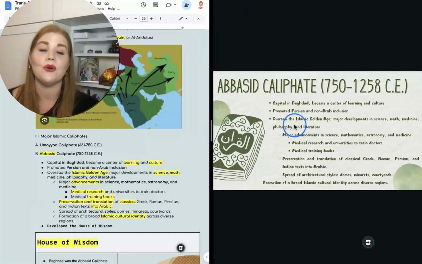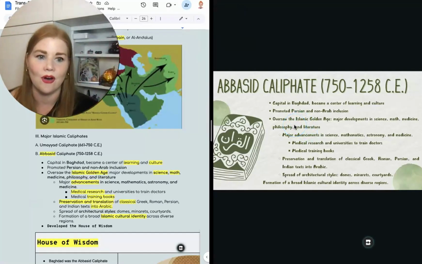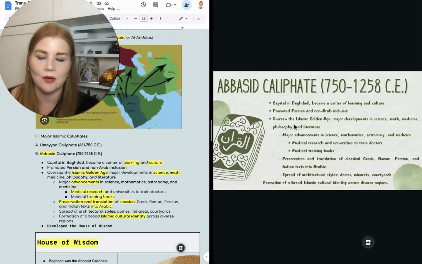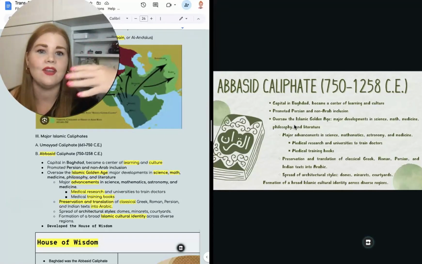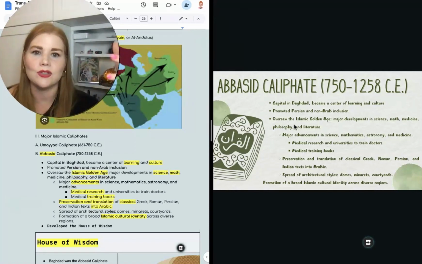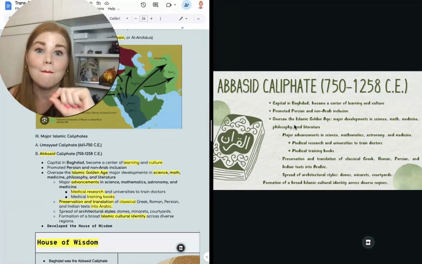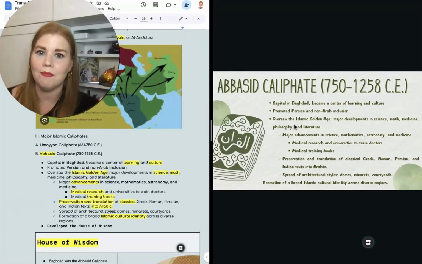This caliphate is going to oversee an Islamic golden age of knowledge and discovery. There are going to be huge developments that really lay the groundwork for even science that we're still seeing today in science, math, medicine, philosophy, and literature. Every area is going to just grow and expand, and this expansion and growth is going to be supported by the government. So we're going to see them paying money from their tax revenue to build huge universities. We're going to see them promoting learning, okay, all of these things.